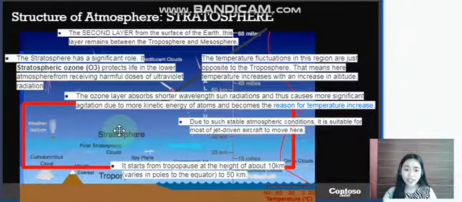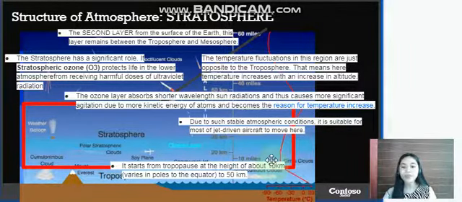This layer also has fluctuations in the temperature unlike our troposphere. That means that the temperature increases po with an increase in altitude. Iba to sa kanina, baliktad sa troposphere natin. Kapag tumataas yung altitude, bumababa naman yung temperature. Dito naman sa stratosphere, kapag tumataas yung altitude, tumataas din po yung ating temperature.